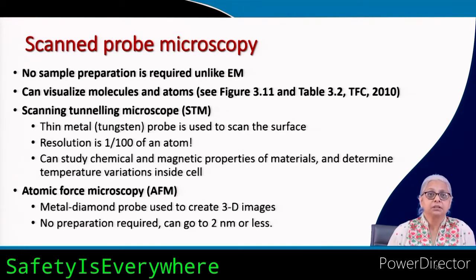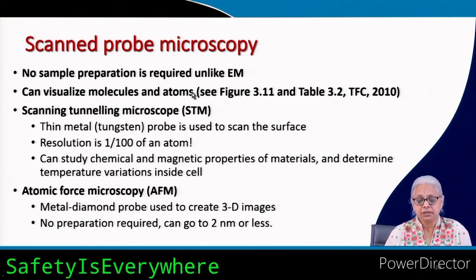Then we come to another type of microscopy, and that is scanned probe microscopy. Within that we have two options. We have scanning tunneling microscopes and atomic force microscopes. So the biggest benefit of these types of microscopes are that no sample preparation is required, unlike electron microscopes. You can visualize molecules and atoms very easily.